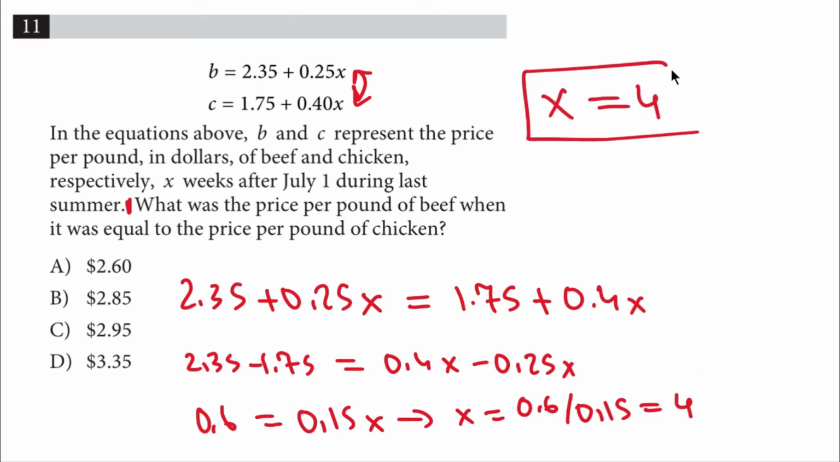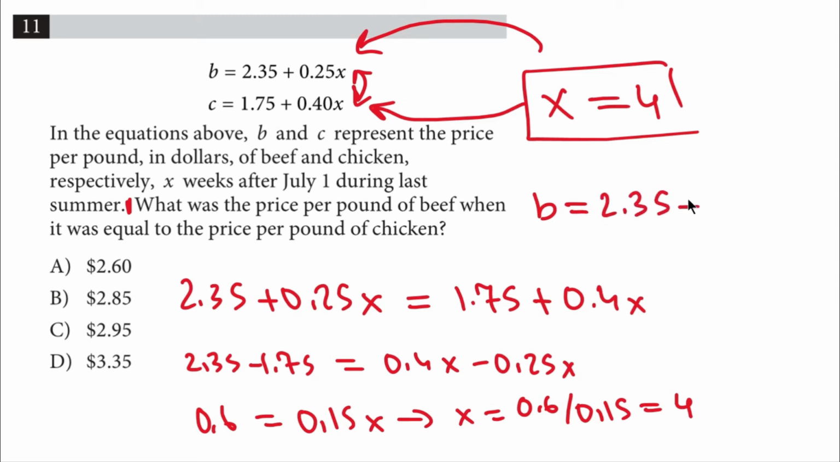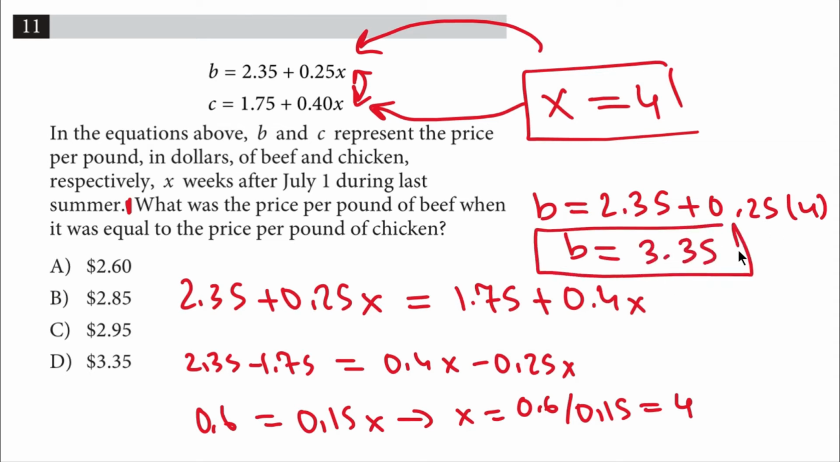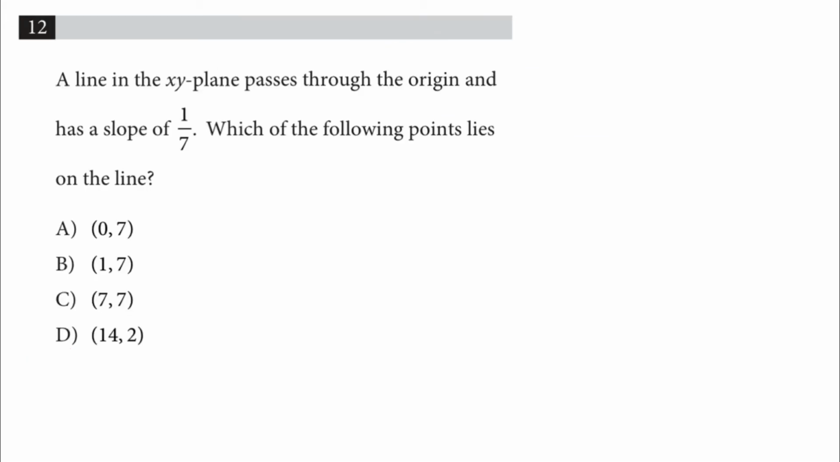Now, on the week or the day when the price of beef is equal to the price of chicken, x must be equal to 4. So let's plug it in either of those equations, alright? Either the top one or the bottom one. Let me plug it into the top one. B, or the price of beef, when it was equal to the price of chicken, is equal to 2.35 plus 0.25 times 4. I plugged 4 instead of x. Now B is equal to 2.35 plus 1, which is 3.35. So that is the price of your beef, and that is the same price as the price of chicken. Therefore, D is the correct answer. Let's move to the next problem.